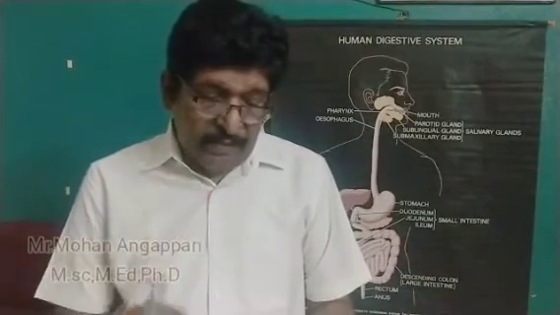Number 4, deamination. Number 5, the liver takes part in the ornithine cycle. The formation of ammonia, we will see when you study the excretory system. The formation of ammonia is due to the liver forming the ornithine cycle. Sixth function, detoxification of drugs. Even if we take alcohol or any other drug, it goes to the liver and the liver detoxifies the drug.